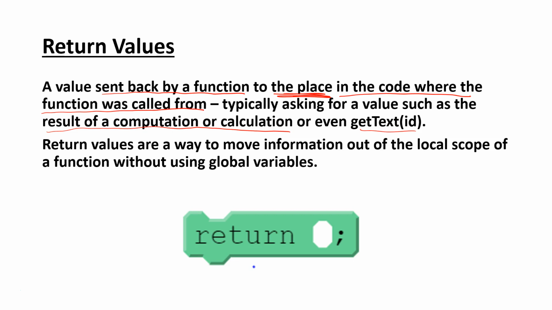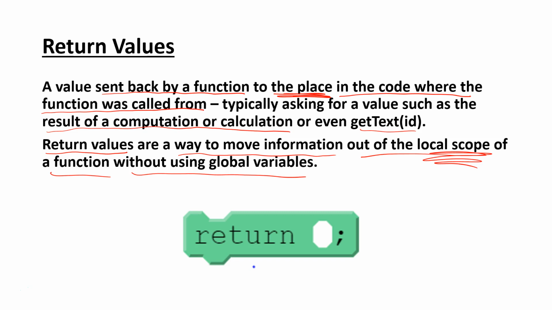So essentially what's happening here is that these return values are a way to move information outside of the function, out of the local scope of a function, without using global variables, because hopefully remember that we established that using global variables can be dangerous, that values can change and whatnot. So we try to limit using global variables as much as possible. All right. So we're looking at taking some type of information that comes out of a function and bringing it outside the function to be used.